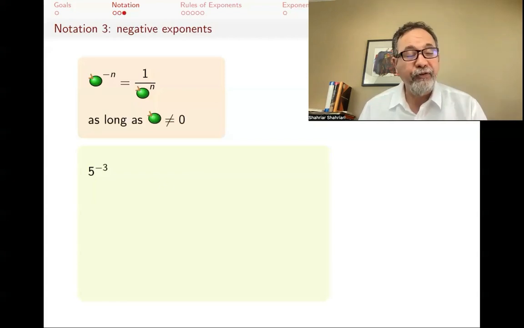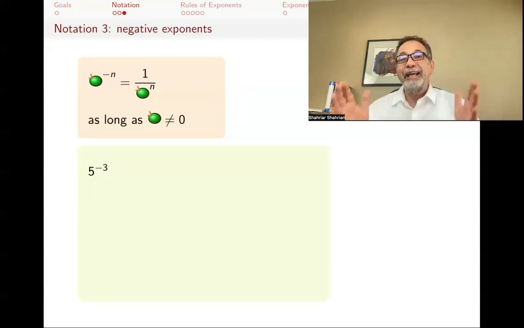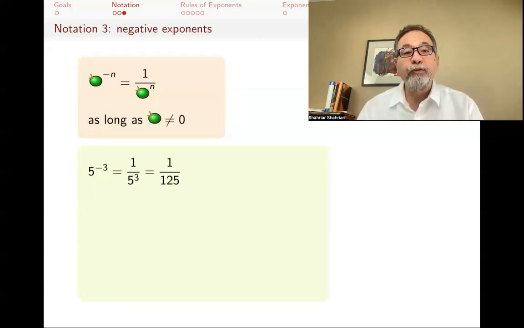So for example, what does 5 to the minus 3 mean? Well, it's not a negative number. What it is is 1 over 5 to the 3rd power, and 5 to the 3rd power is 5 times 5 times 5, which is 125.